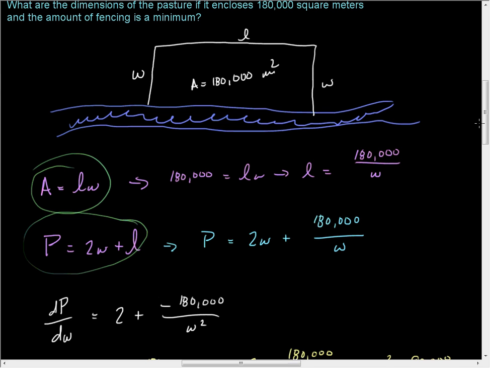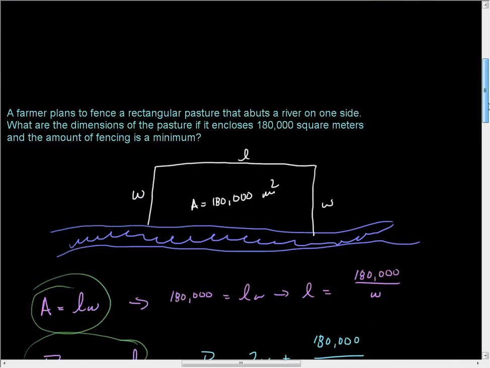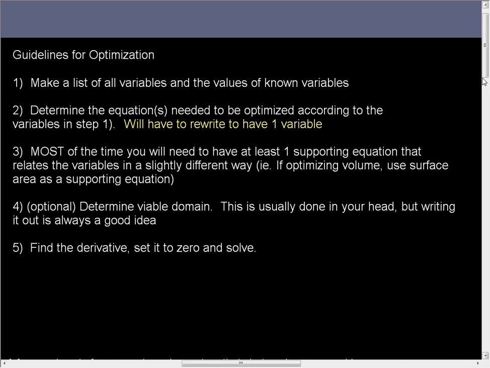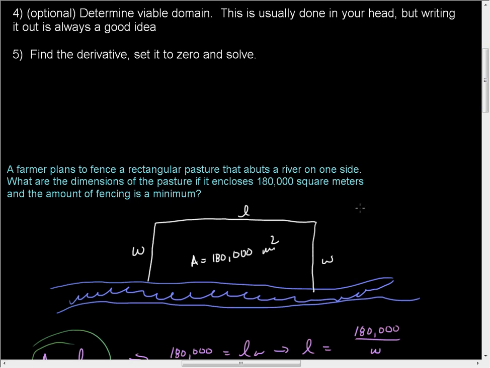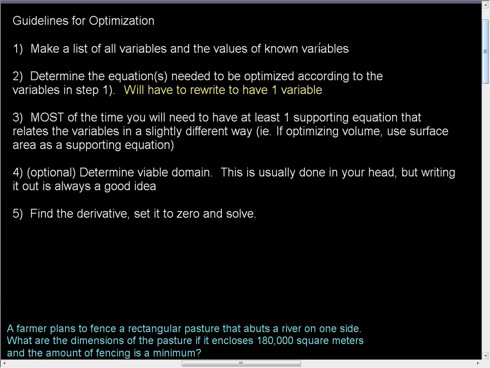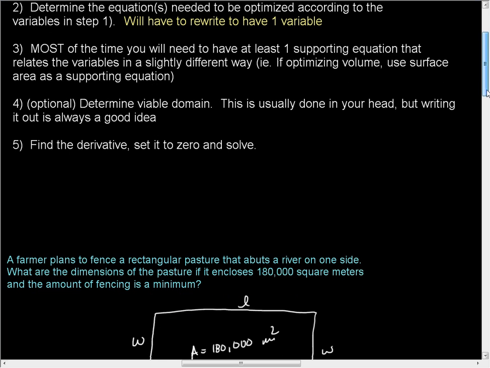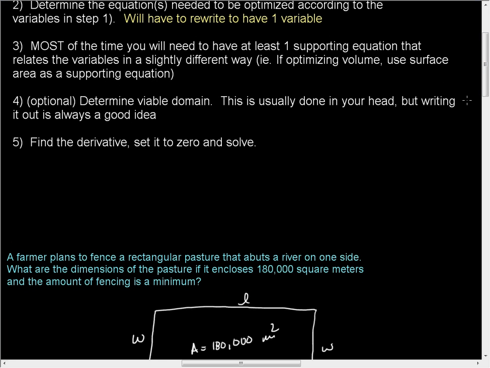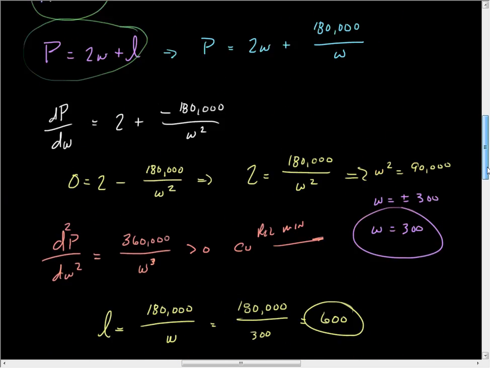That's really the question. So we went through and we said, make a list of all variables and unknowns. Okay, well, we kind of did that through our picture here. Determine the equations needed to be optimized, and so that was our perimeter. Most of the time, you'll need to have at least one supporting equation. In this case, it was our area. Determine the viable domain for the variable. Now, we didn't really do that until the end, and so that's entirely up to you as to where you do that. But very often, you have a restriction on the domain, typically positive, and then find the derivative and solve. Okay, so we went through all those steps, and by and large, those are all the steps that you need to go through.